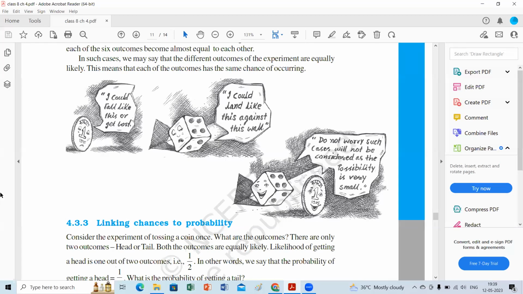You see, there is something written on that: it could fall like this or get lost. I could land like this against this wall. Do not worry, such cases will not be considered, as the possibility is very small. We are not going to consider that. We cancel that. Suppose you are tossing a coin and the coin is standing in that position. That experiment you can cancel, because the possibility is very small. There is no possibility of a head or tail.